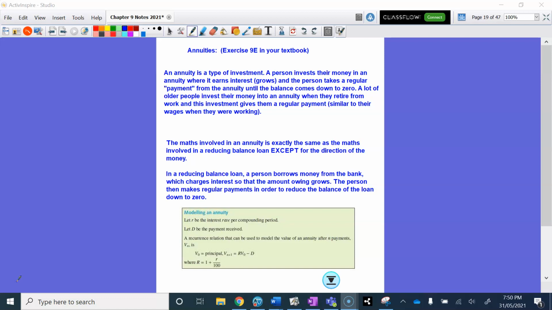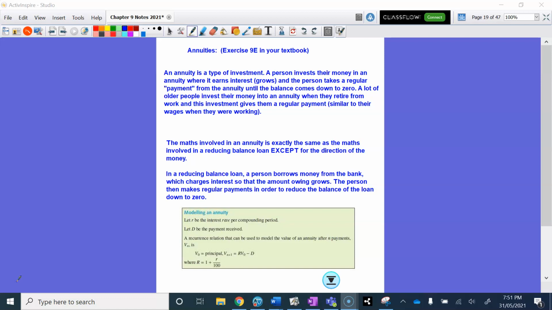So in real life, I guess a lot of older people, when they retire, tend to put their money into an annuity, and the annuity pays them similar to their wages when they were working. So it gives them that regular idea of a payment, a way of budgeting their money. So the maths that's involved in an annuity is exactly the same as the maths involved in a reducing balance loan, except the money is going in the opposite direction.